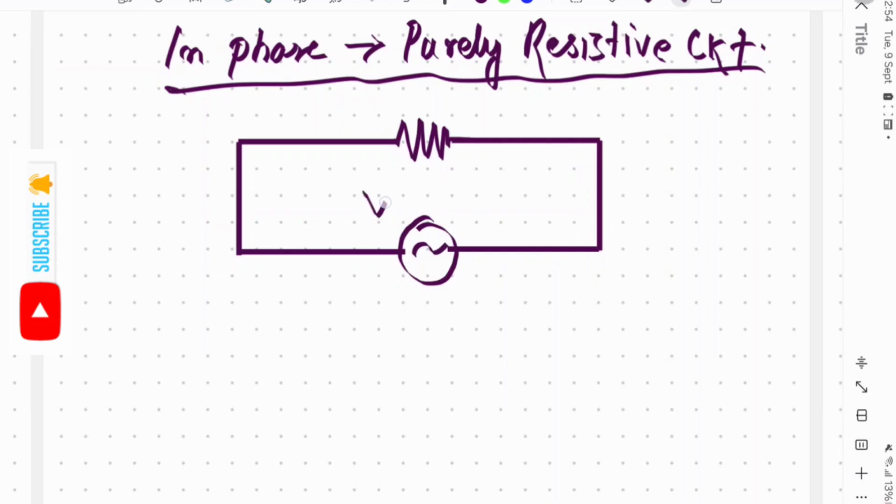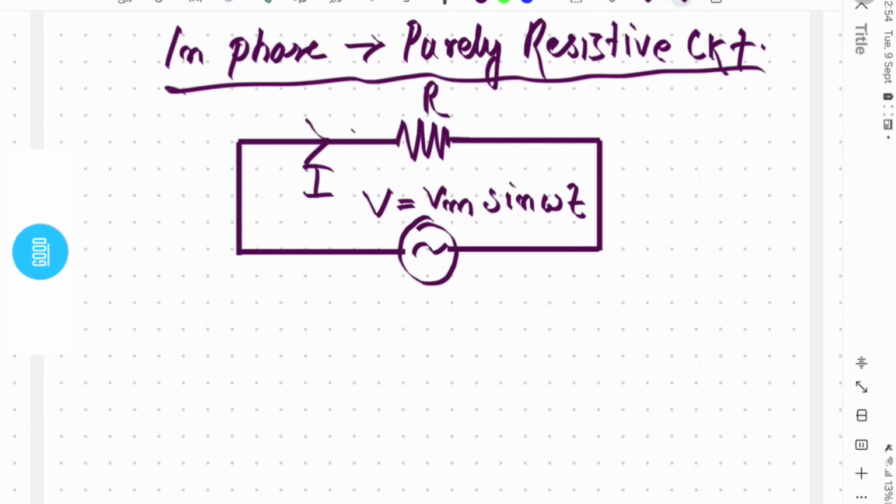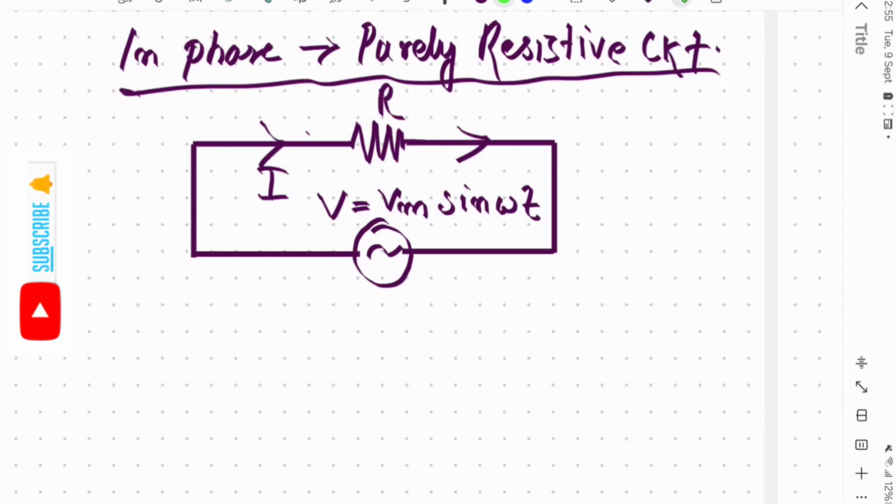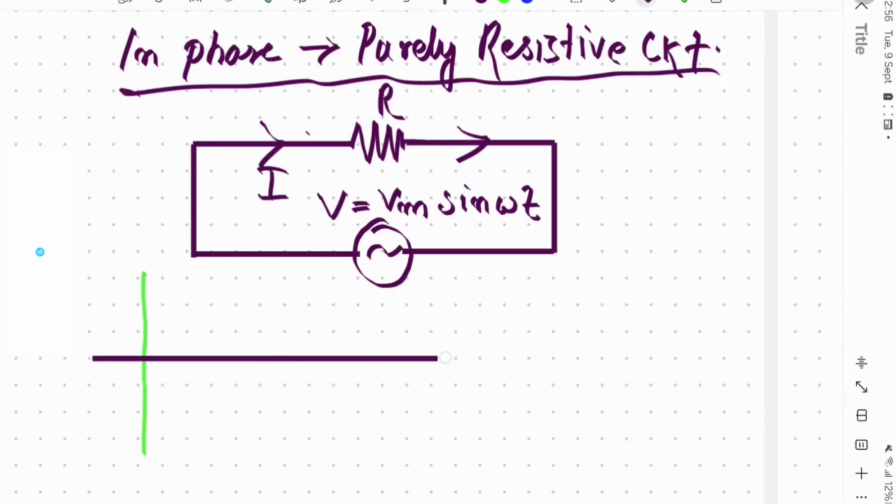So this is V equal to Vm sin omega t, and this is the resistance R, current I. First we will draw the waveform for this circuit. Okay, this is the time period. So this is 0, this is pi, this is 2 pi. Now we'll draw the waveform for the current and voltage. First we'll draw the waveform for the current.